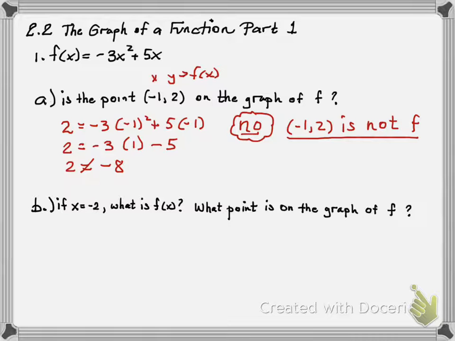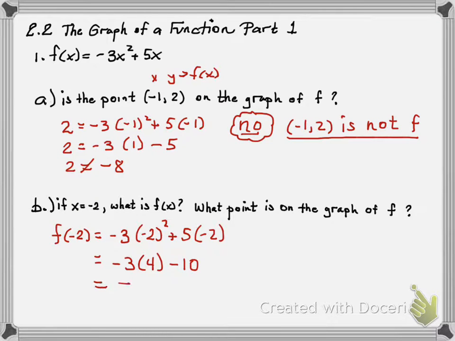Okay, part B. Now, if x equals negative 2, what is f of x? And what point is on the graph of f? Okay, so x is negative 2. So f of negative 2, that's what they want to know. All right, that's the notation from the last couple lessons we had. Let's go with negative 3 times negative 2 squared plus 5 times negative 2. Right, that's how you do this problem. Just substitute a negative 2 everywhere you see an x. So f of negative 2 equals negative 3 times positive 4 minus 10. This is negative 12 minus 10, which is negative 22.